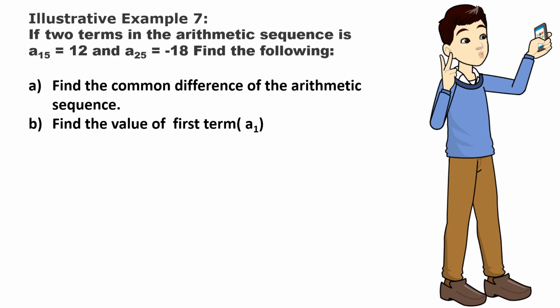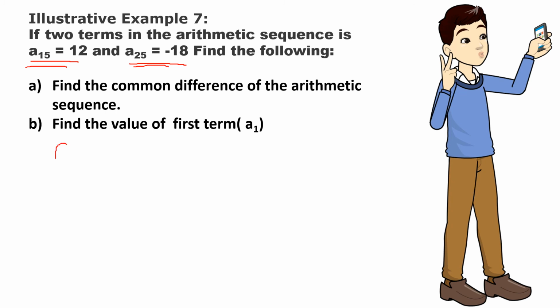Okay, next illustrative example number 7. So same lang siya with our number 6. We have two given terms. A15 equals 12 and A25 equals negative 18. So find the common difference of the sequence, arithmetic sequence, and find the value of our first term.